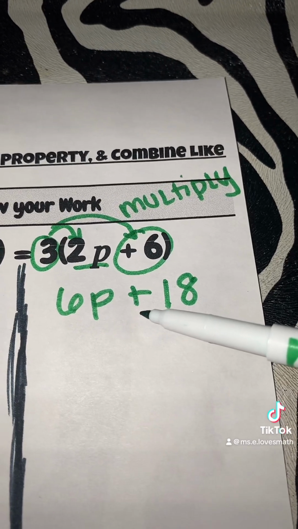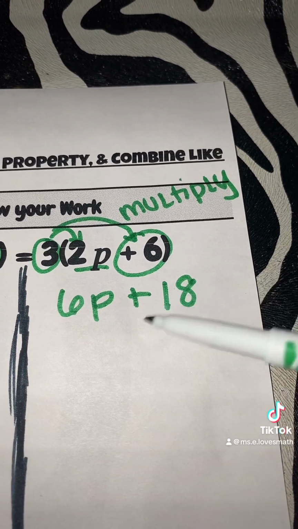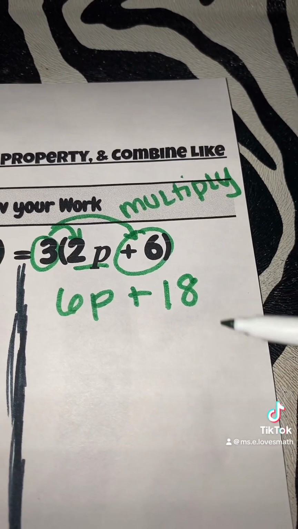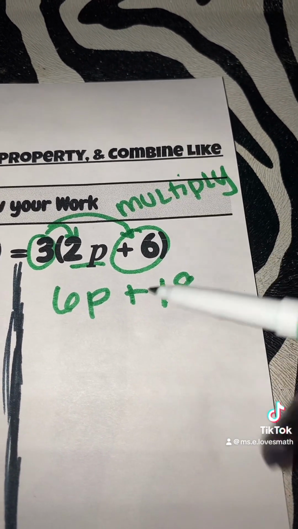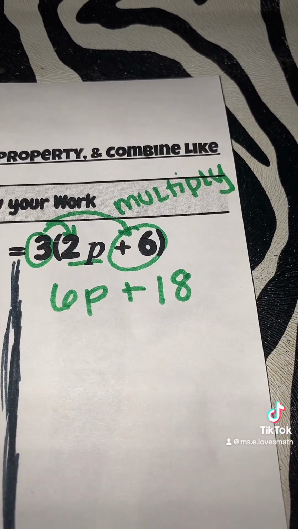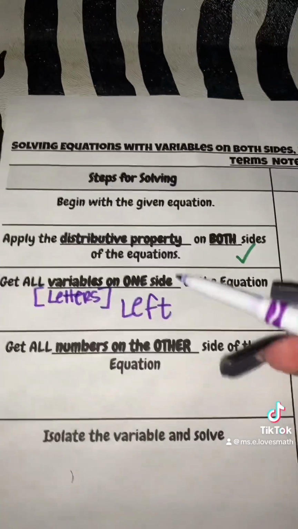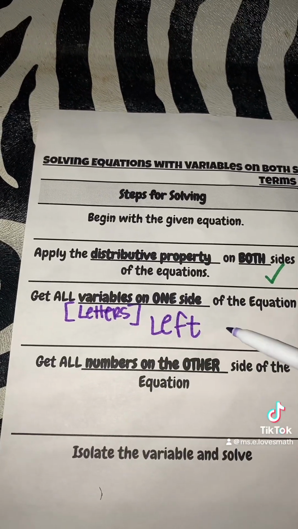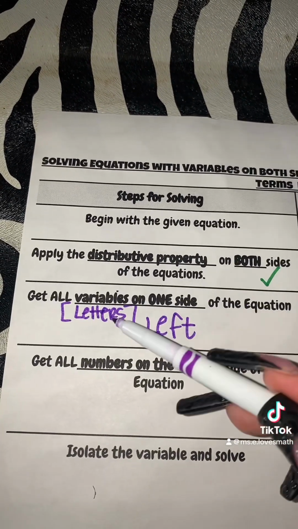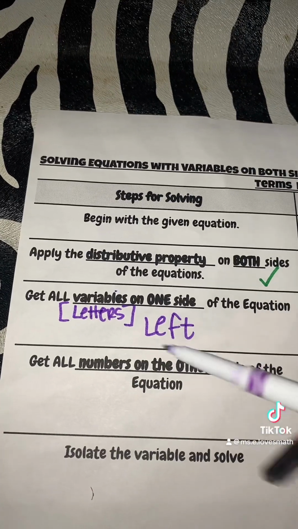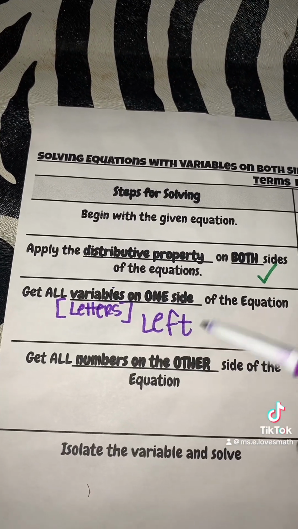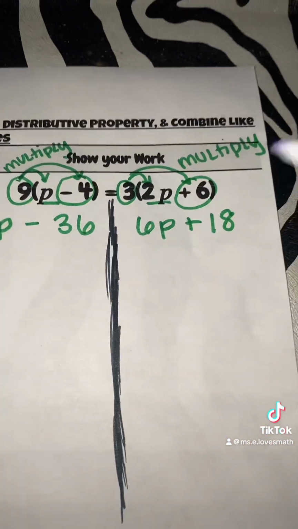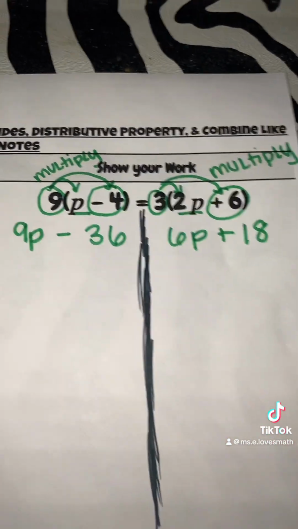Do not leave any weird gaps or spaces when you are writing equations. Showing a positive number in an equation, you need to put a plus sign. Okay, so we have done our distributive property. Now it's time to get all of our variables on one side. Variables are the letters in the equation, and we like to get our letters to the left. So in this equation, we need to get this 6p to the left-hand side.